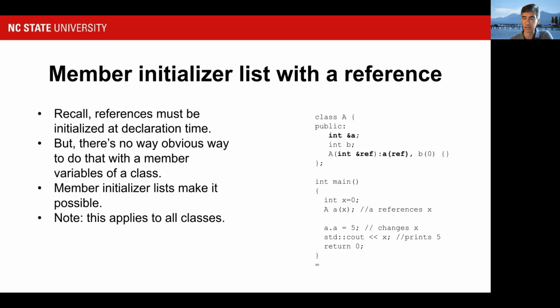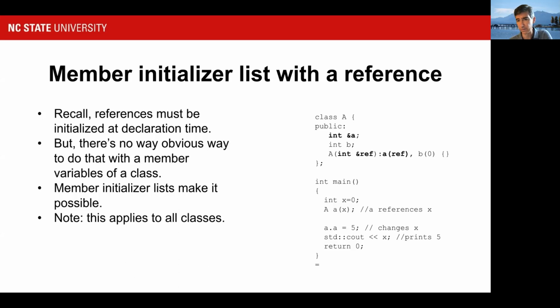So for example, in this case, the constructor of A will take a reference as an argument. And then in my member initializer list, I'll say that this member A is referencing this reference that I pass in. And now this sets everything up properly. That's the only way you can do it.